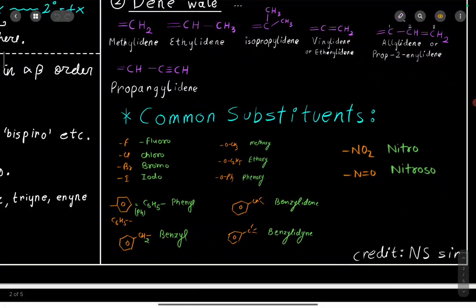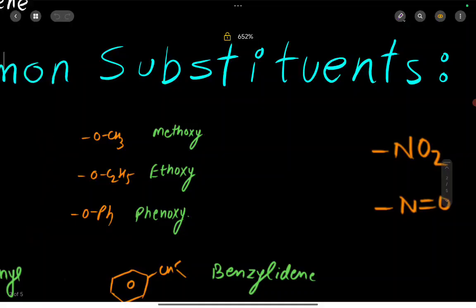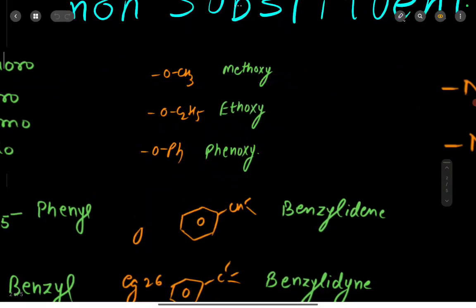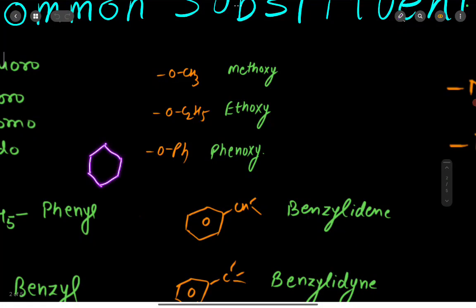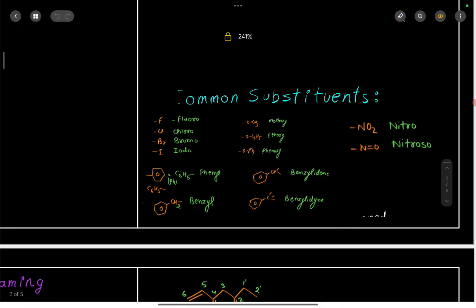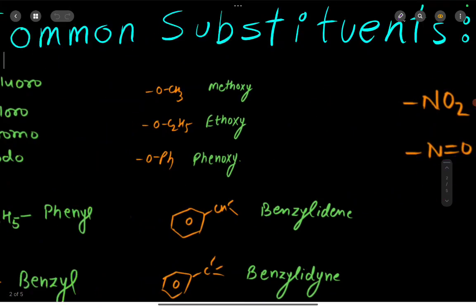Okay. Now these are some common substituents you must know. We call these fluoro, chloro, bromo, iodo, these halogens. If the alkyl group is joined via an oxygen atom to the main chain, we call this alkoxy. So this is methoxy, ethoxy, and phenoxy. Phenoxy is nothing but a benzene ring joined to the main chain through oxygen. This is phenyl, and if again an oxygen atom is added in between, we call it phenoxy. Okay. This is called nitro. NO2 means nitro.